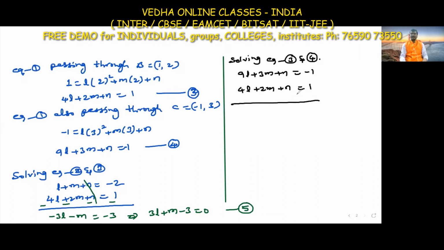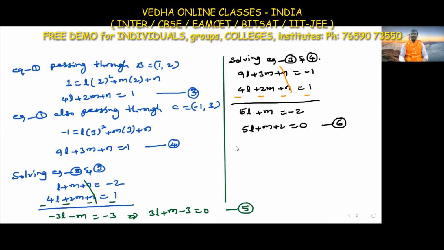Equals to 1. Okay, so now here minus and minus and minus and minus, n gets cancelled. So here 9L minus 4L, that is 5L, and 3m minus 2m, that is m, is equals to minus 1 that is minus 2, minus 2. This is equation number 5, or you can write it as 5L plus m plus 2 equal to 0. Equation number 6. Now solve 5 and 6.